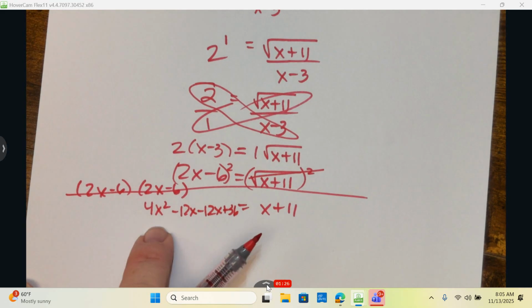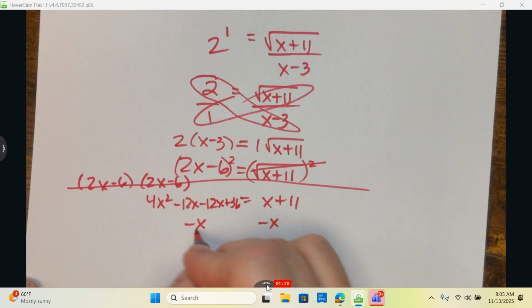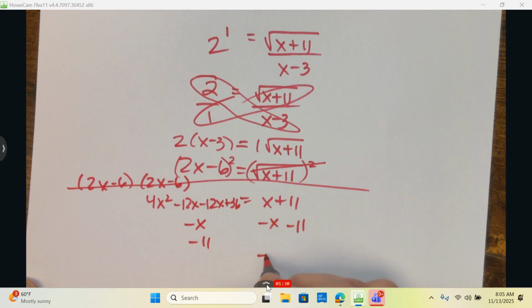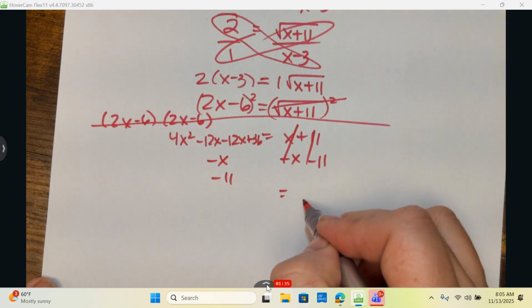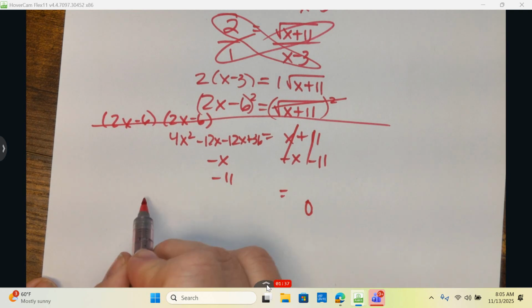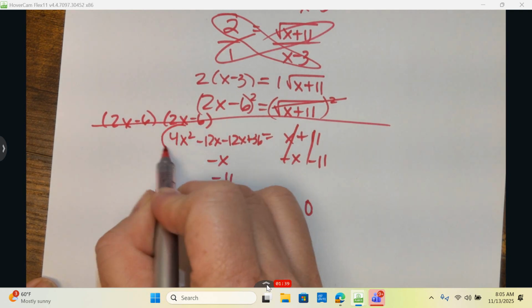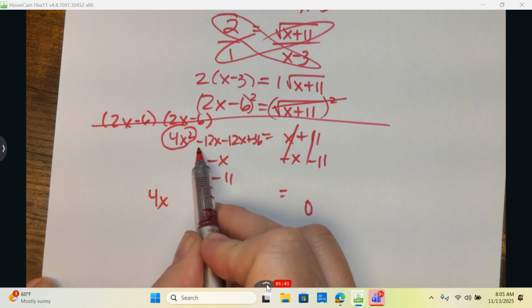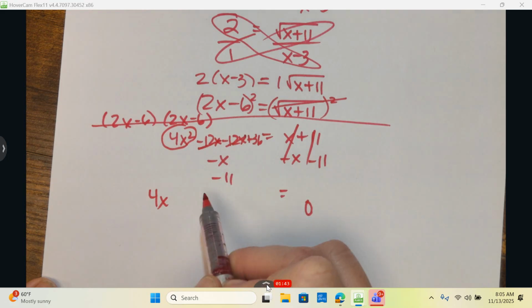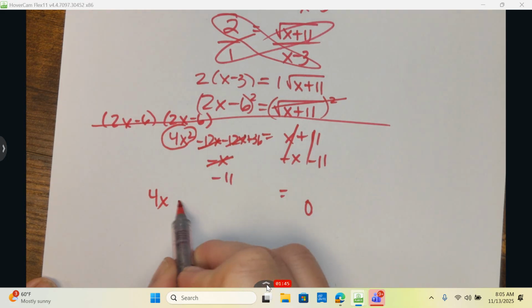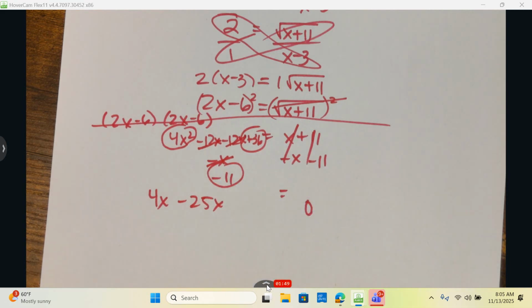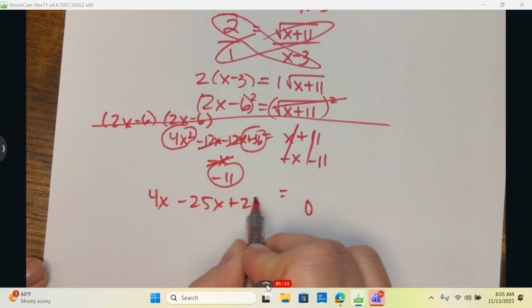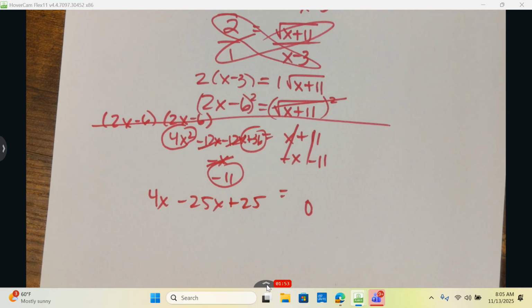I'm going to move everything over to the left-hand side. Minus x, minus 11. I now have nothing remaining on the right-hand side. On the left-hand side, as I combine like terms, I have 4x squared. Okay, here's negative 24, negative 25x, and then 36 minus 11 would be a positive 25. If you see me make a mistake, please let me know. All right, what do I do next?